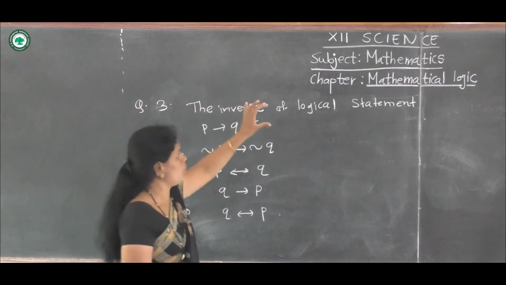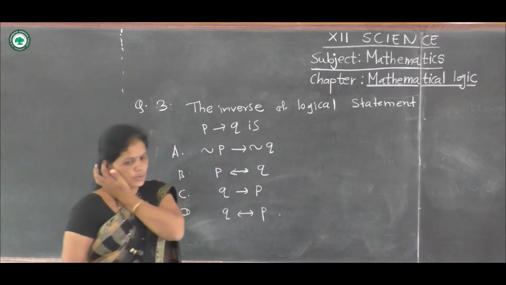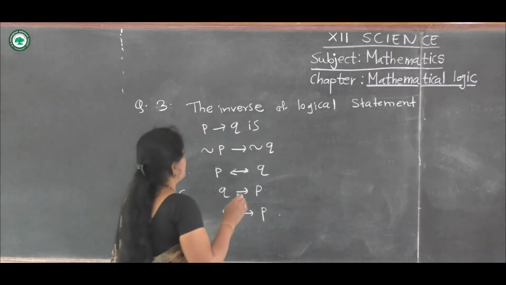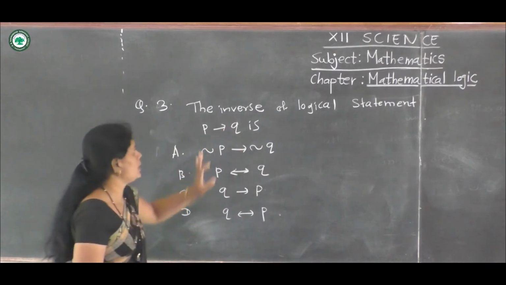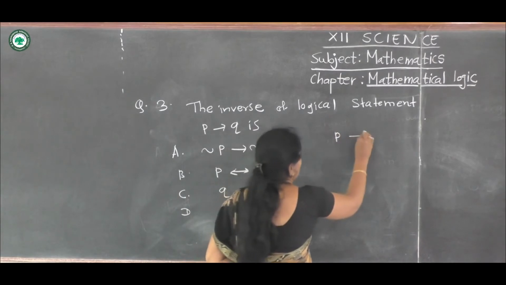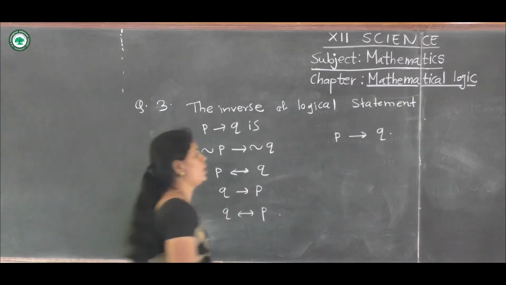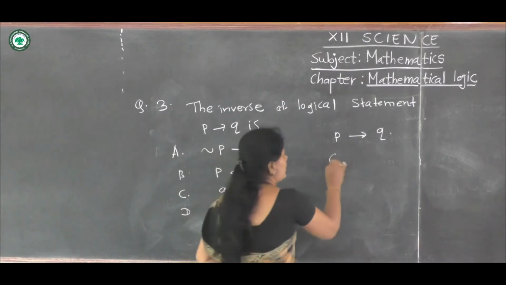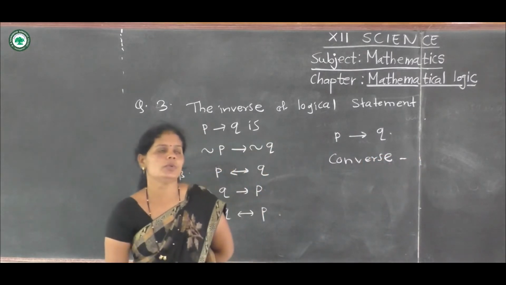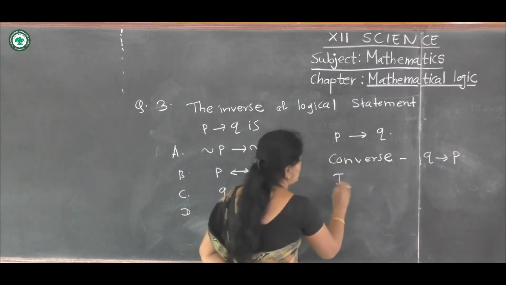Let us see question number 3. The inverse of logical statement P implies Q is. We know the theory part: P implies Q is the logical statement. The converse of this statement is Q implies P.